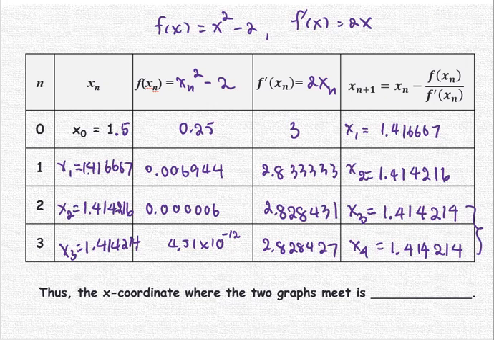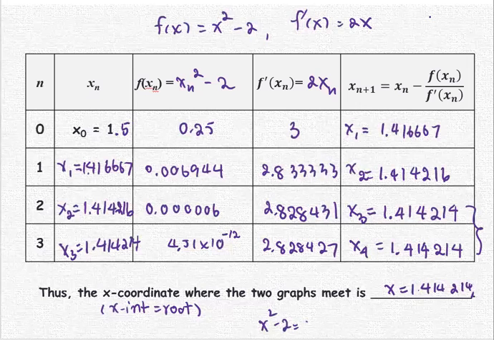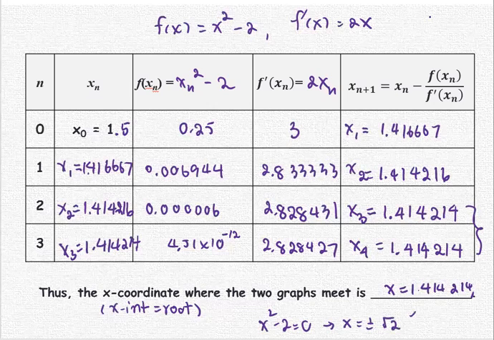Then the x-intercept, or the root of this function, is x equals 1.414214, as we can solve analytically for this problem: x squared minus 2 equals 0. One of the roots is positive square root of 2, which is positive 1.414214, the one that is closer to the x0 of 1.5.